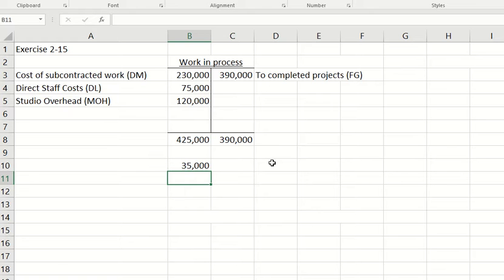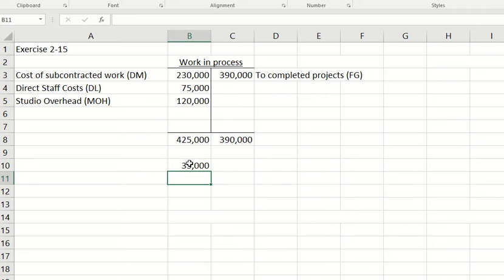So let's continue on. Apart from the different terms, the accounting methods used by the company are identical to the methods used in a manufacturing company. Leeds Architectural Consultants uses a job order costing system and applies studio overhead to work in process on the basis of direct staff costs. At the end of January, only one job is still in process, so I know there's this one job because there's $35,000 still in work in process. This job, Lexington Gardens Project, has been charged with $6,500 in direct staff costs.